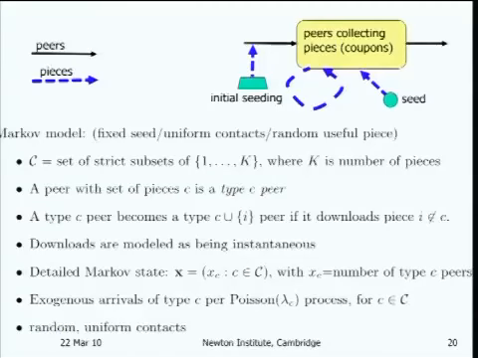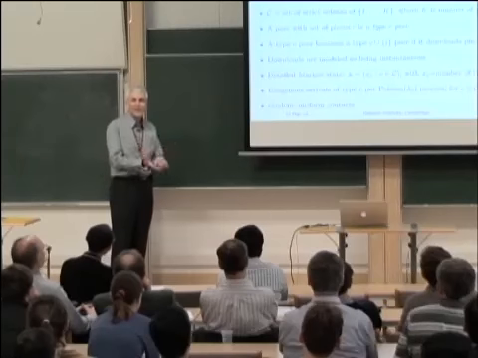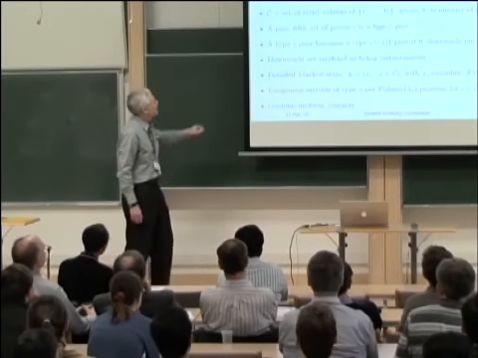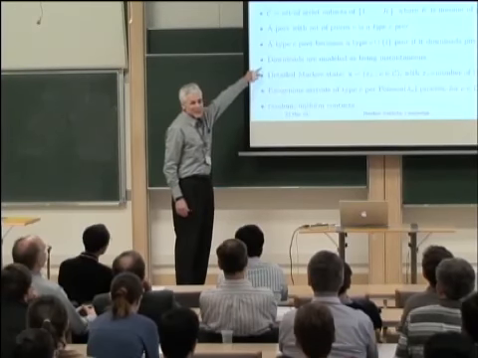Okay. So there are these K pieces, like chapters in a book or pieces of a file. We let C be the set of strict subsets of 1 to K. A peer that has a set of pieces C is called a type C peer. A type C peer becomes a type C union {I} peer if it downloads piece I. It gets that one more piece. So the types of the peers are changing as they get more knowledge, and the downloads are modeled as being instantaneous.